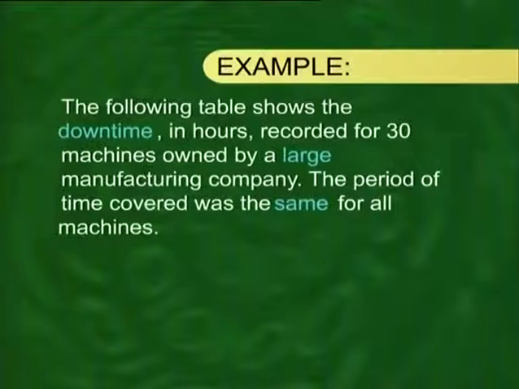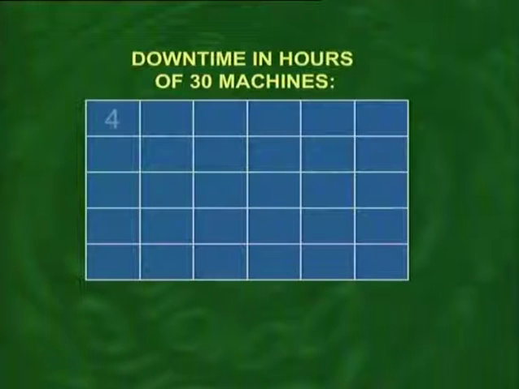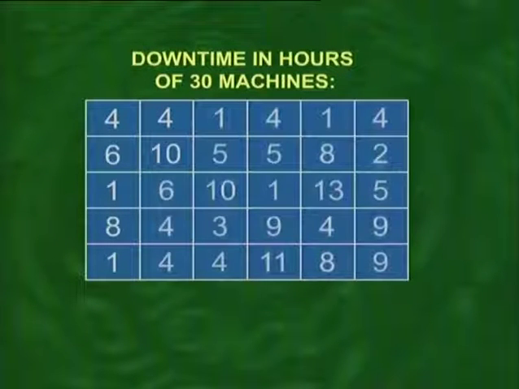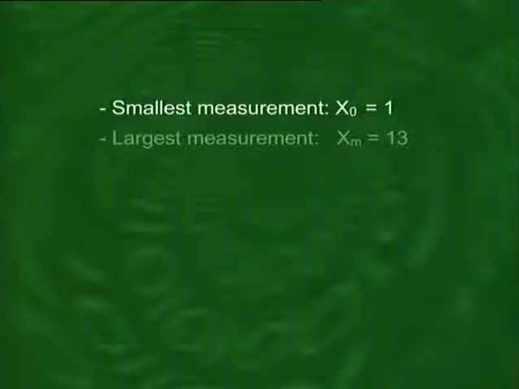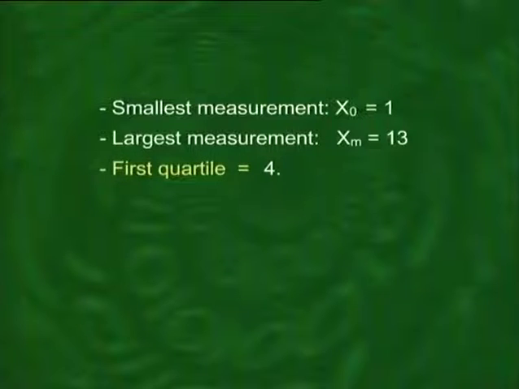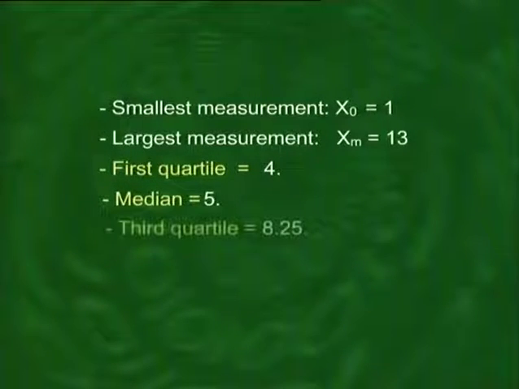Let me explain this point to you with the help of an example. Suppose that we have data regarding the downtime in hours recorded for 30 machines which are owned by a large manufacturing company, and it is known that the period of time covered was the same for all machines. The data regarding the downtime of the 30 machines is 4, 6, 1, 8, 1, 4 and so on. In order to construct the box and whisker plot, we need to locate the smallest and the largest observations in our data set, and these values are 1 and 13 respectively.